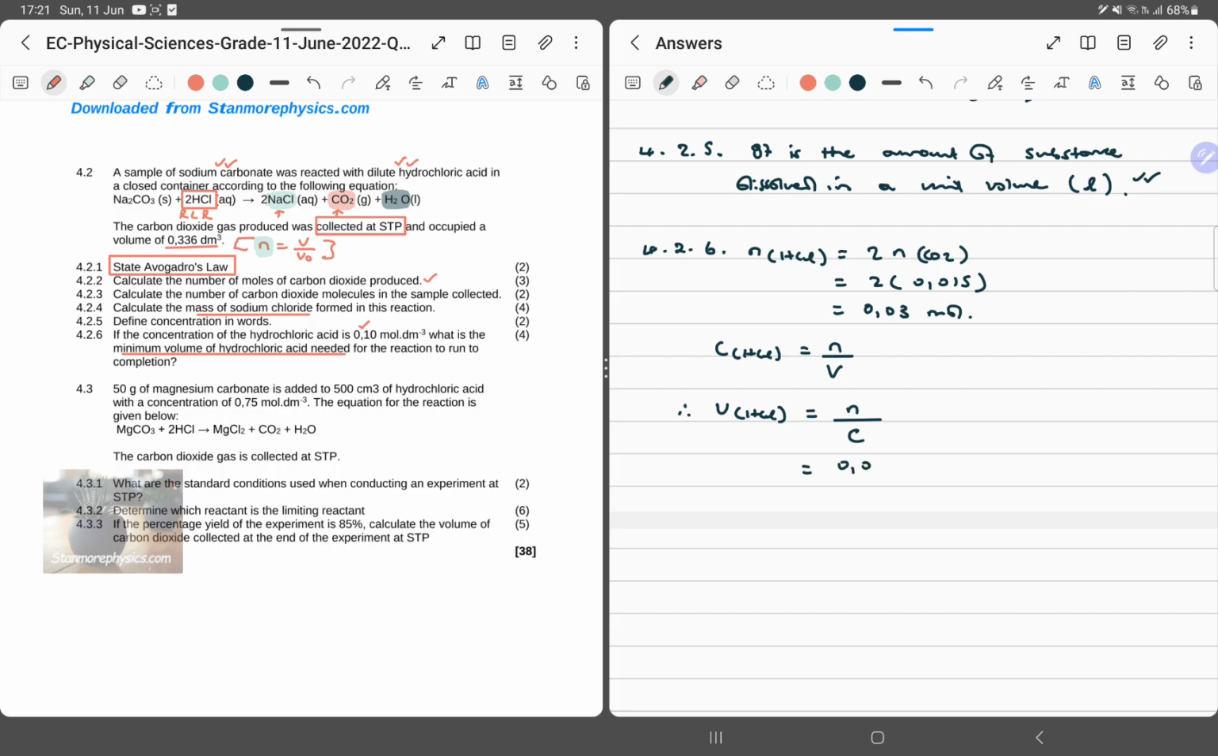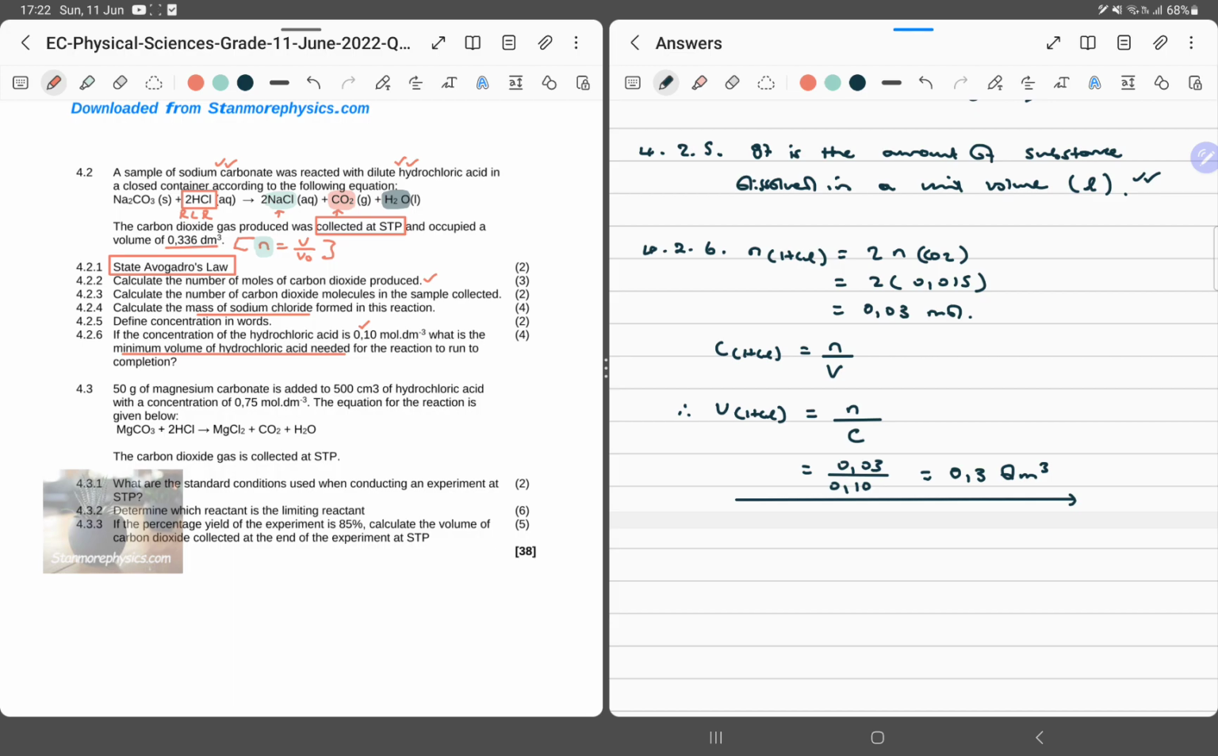The number of moles is 0.03 divided by the concentration that they gave us, which is 0.10, which I don't like to write like that, but let's just do it. 0.03 divided by 0.10. So this is now 0.3 decimeter cubed. That's the volume that we need, if we make this our rate limiting reagent. Crazy stuff, is it not?